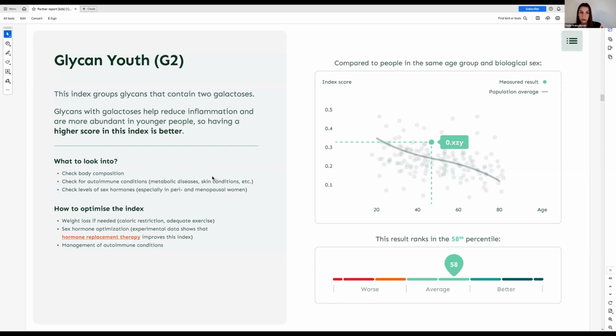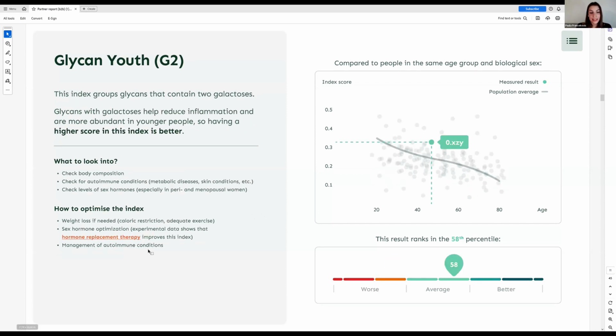I think you will find that the case example that I prepared for you is particularly useful in order to see: is the hormone balance something that we should focus on, or is the metabolic side of things something that we should focus on when we have a reduction of Glycan Youth. It takes a bit of learning time for you to be able to recognize what the primary driver is, but when you do, it gets really, really easy.